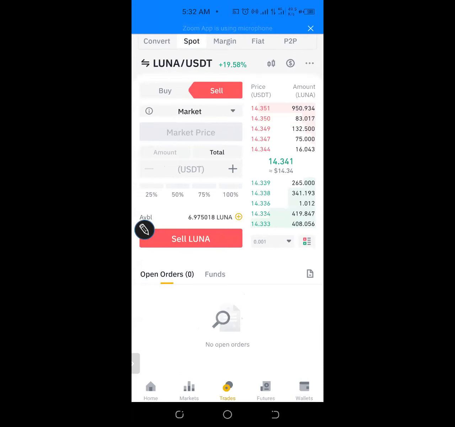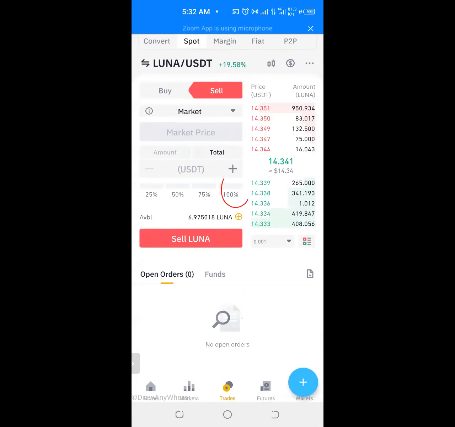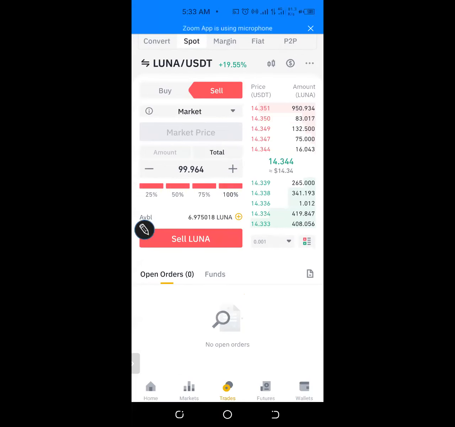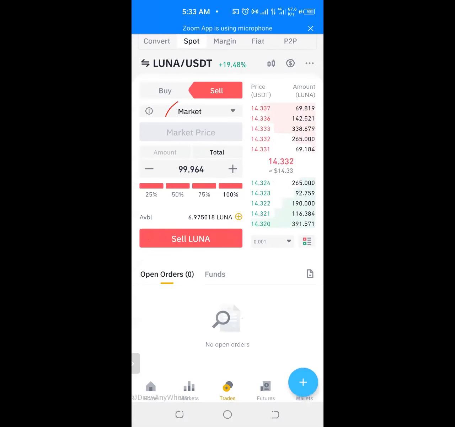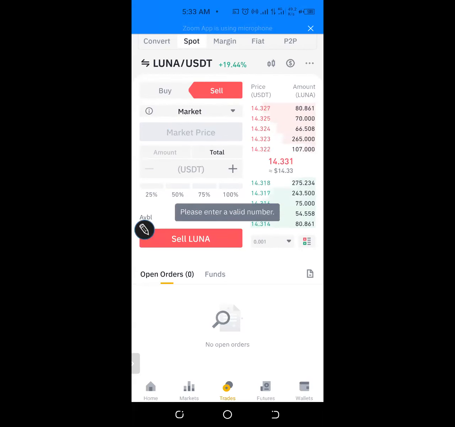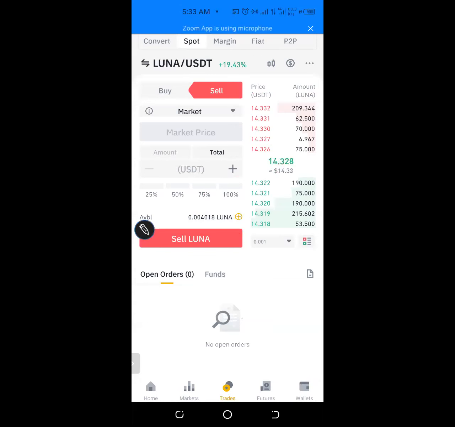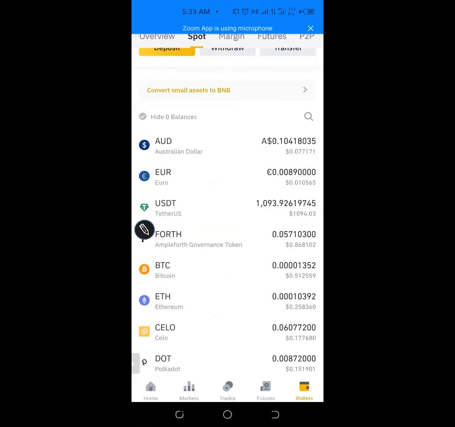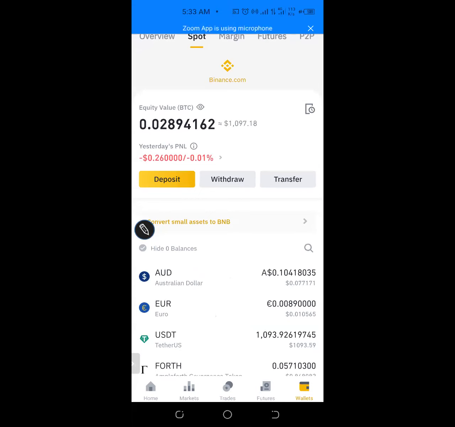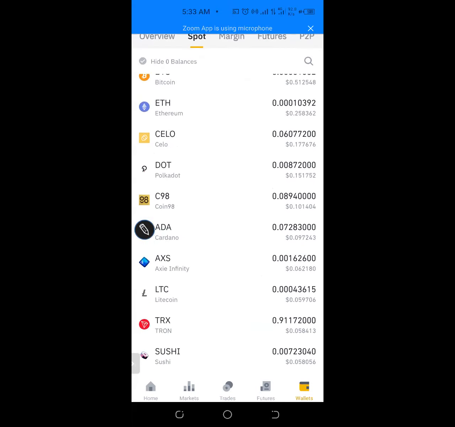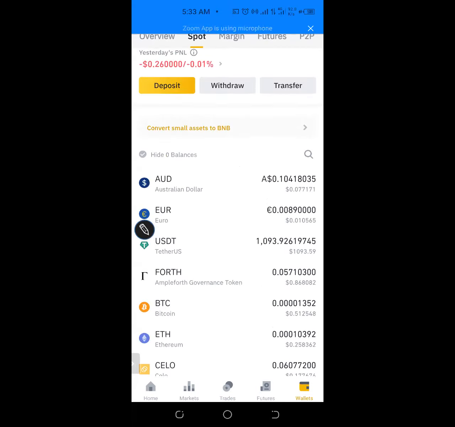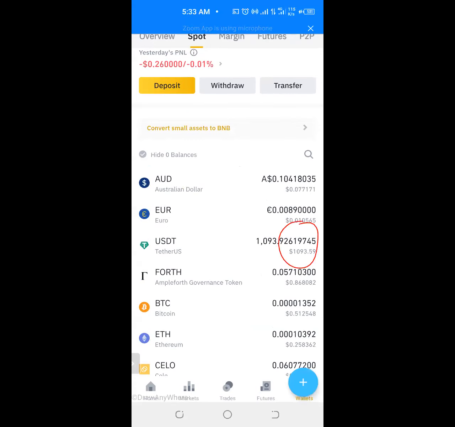And I can decide to take the totality, 100% of my Luna. So I'm going to be selling all the Luna I got in a market execution, which is automated. I sell back, I put 100 and I sell. People will see that it shows success. If I go under wallet and check, I do not have Luna again because I've sold it off. So my Luna balance will now be 0, and everything now goes back to USDT.